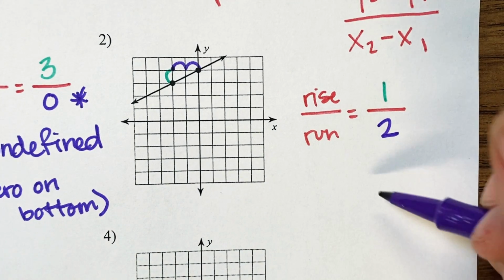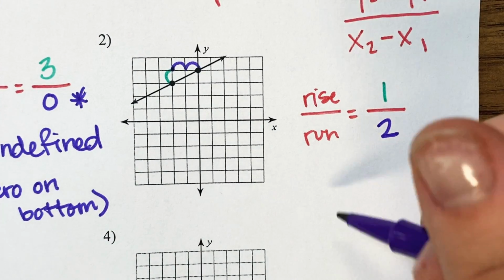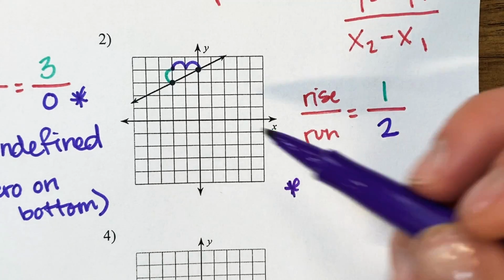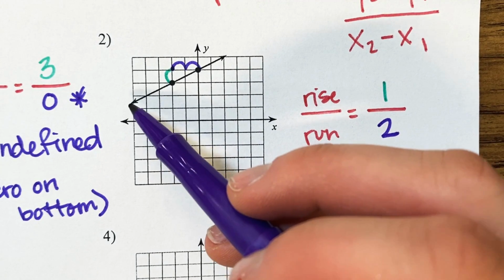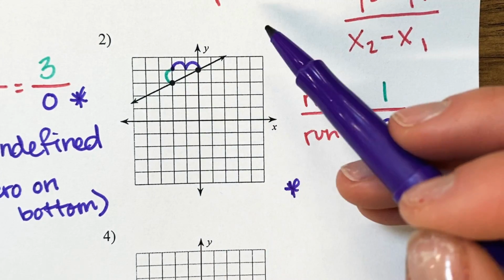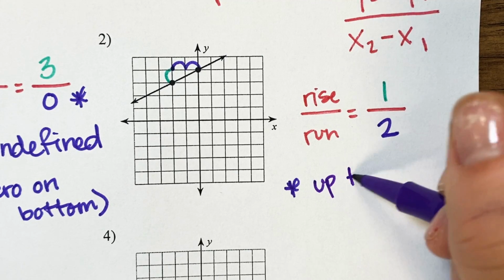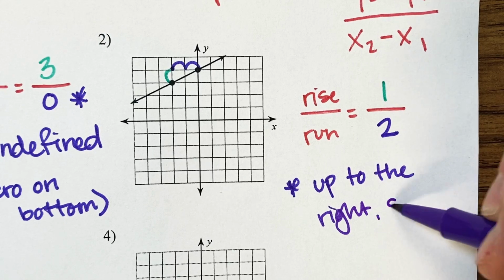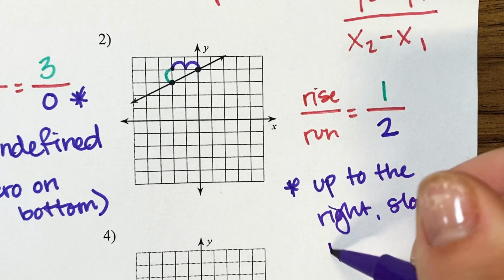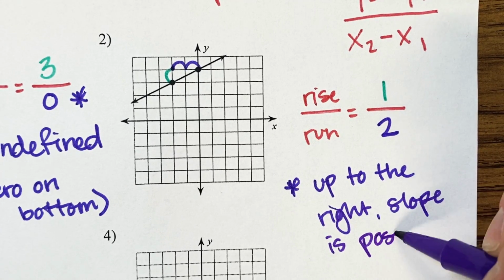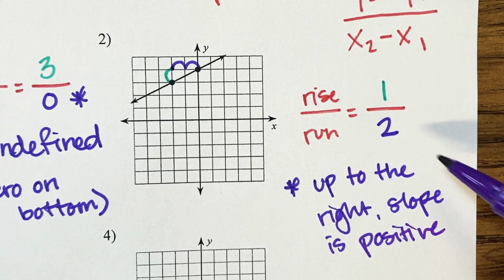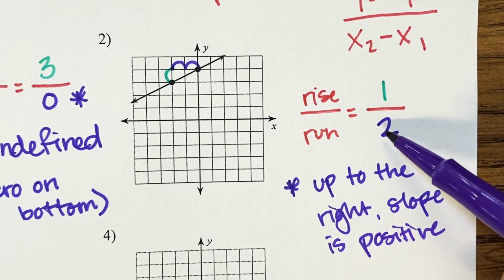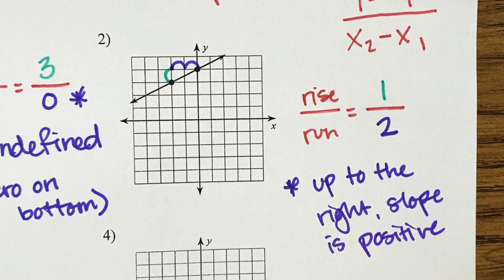Okay, and I want us to make this note on our paper. In fact, we've already learned this in our class. When our line is going, looking at it from left to right, if our line is going up, so up to the right, slope is positive. Okay, so just like this guy, our slope is positive. It's a positive 1/2.